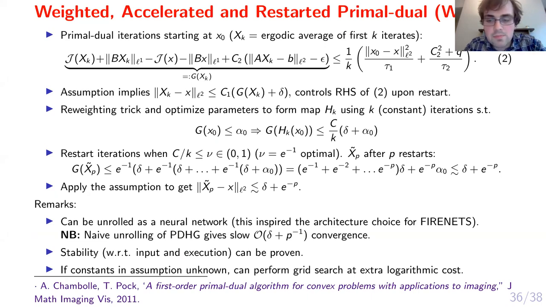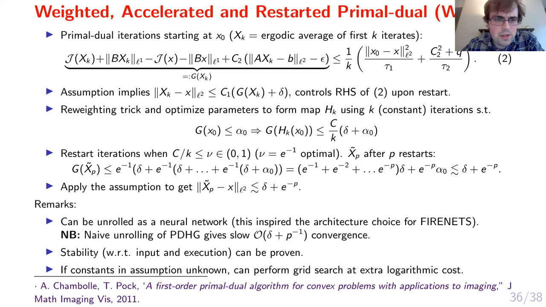How do I prove this theorem? What's the mechanism behind it? It's actually relatively simple. So I'm going to use primal dual iterations for the optimization problem. So I'm just going to take a Chambolle-Pock algorithm. You can go away and you can take the standard error bounds for these types of algorithms. And after playing around a bit, you end up with an inequality of this form. So I'm going to let xk denote the ergodic averages of the first k iterates of the algorithm. So this is a first order method, which starts at vector x naught.